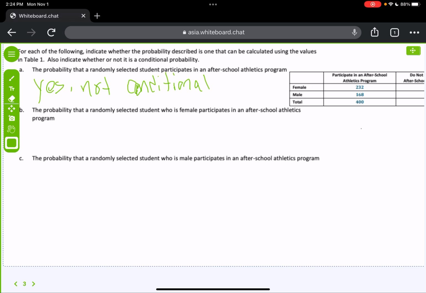Okay? Now, the probability that a randomly selected student who is female participates in an after-school athletic program. Yes, it is conditional. What is the condition? Well, they have to be female, right? And participate in an after-school program. Okay? The probability that a randomly selected student who is male participates in an after-school athletic program, yes, it's the same thing. Yes, it is conditional.